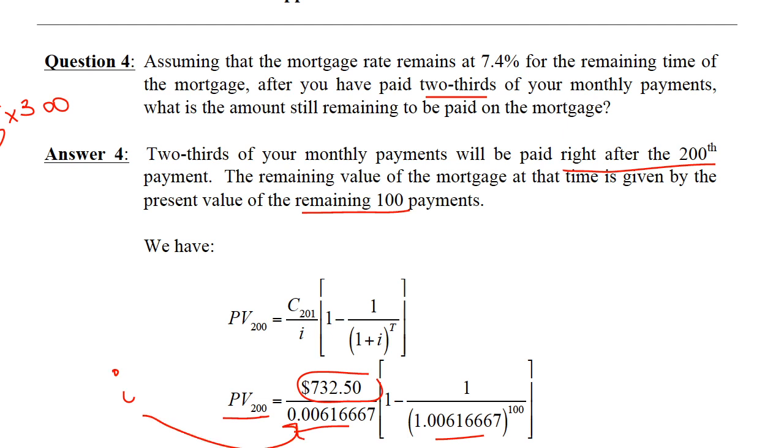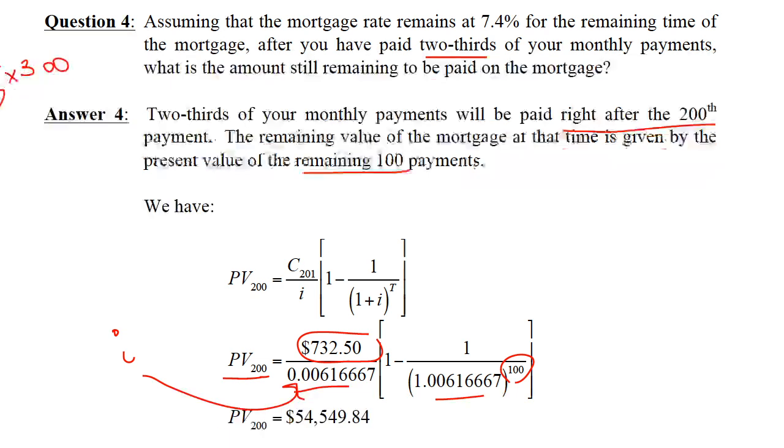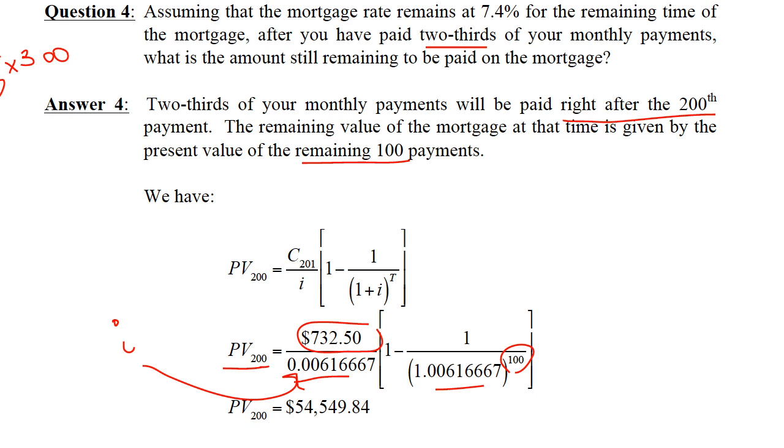And then that's 100 payments remaining. So you could figure out with that information that what remains on the loan is $54,549.84. You've paid less than half of the loan after 200 months. So you pay down a lot more towards the end of the loan.